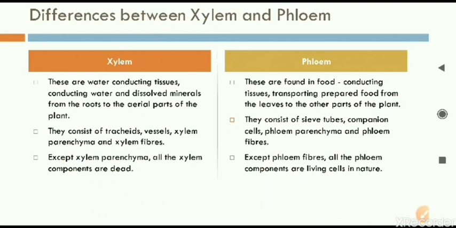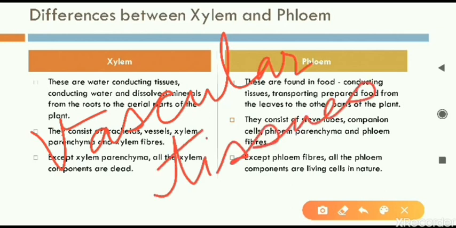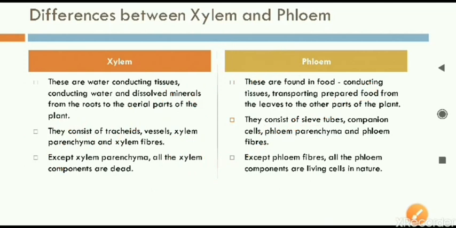What are these called? The complex permanent tissues are also called the vascular tissues. This you have to remember, so I am telling it again. These are called vascular tissues. Why are they called vascular tissue? Because they conduct food and water in the plant body from one direction to the other. That is all for this chapter.